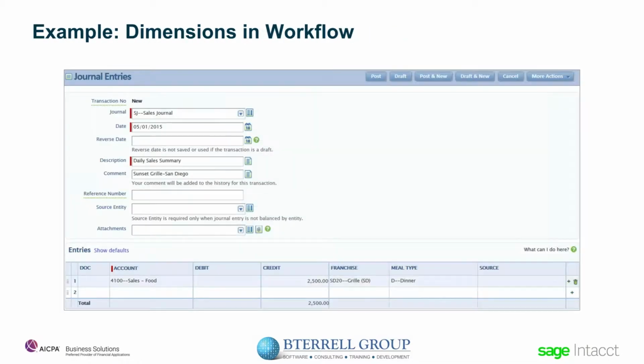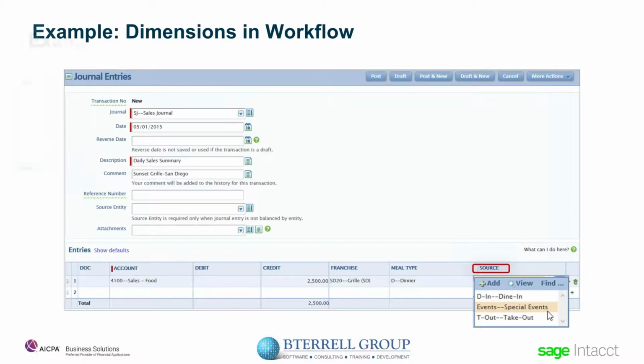So let's take a look at how dimension values are assigned really quickly. This is a typical journal entry screen, and we see that on the detail row near the bottom, there is a place to enter a GL account, but there's also additional values: franchise, meal type, and source, which for this hypothetical company are its dimensions. And a franchise has been entered, a meal type has been entered, and now a source for that transaction could be selected as well.